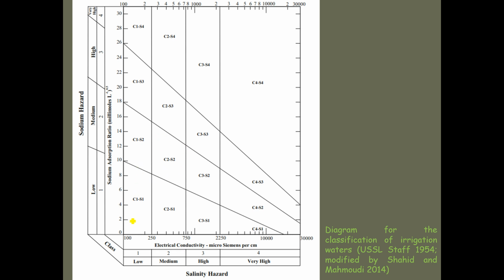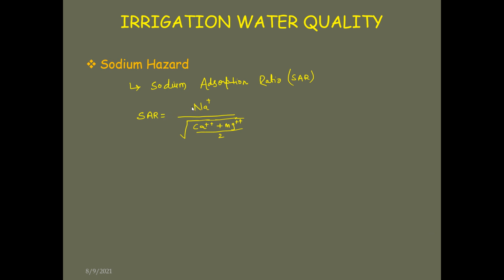Again, let me repeat it. In the x-axis, this represents electrical conductivity for measuring the salinity hazard. From 100 to 250 it is low, 250 to 750 it is medium, 750 to 2250 is high, and above that it is very high. And based on SAR, the sodium adsorption ratio, the formula we have just seen here: SAR is equal to Na plus, the concentration of sodium, divided by the root of the average of the concentration of calcium and magnesium.